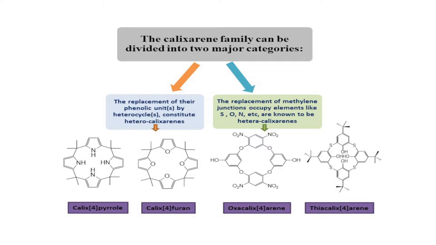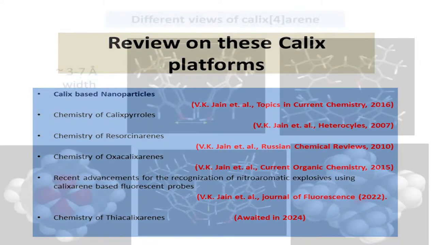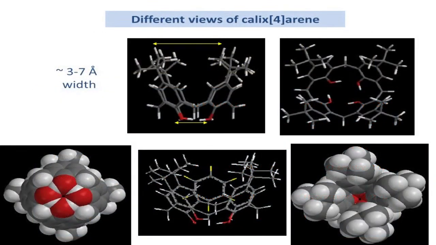These are the various platforms of calix systems, and these are the review articles which have been done by my students. So, this establishes the fact that we have worked in this area sufficiently well. And this is the beauty of calixarene, that it has an inherent hollow cavity varying in size from 3 to 7 angstrom. So this is the beauty, having a conical structure with this varying cavity.